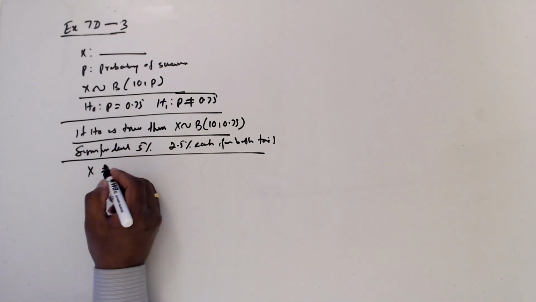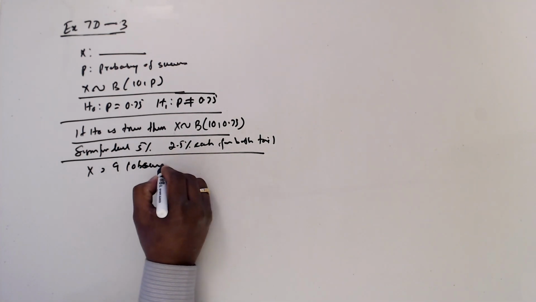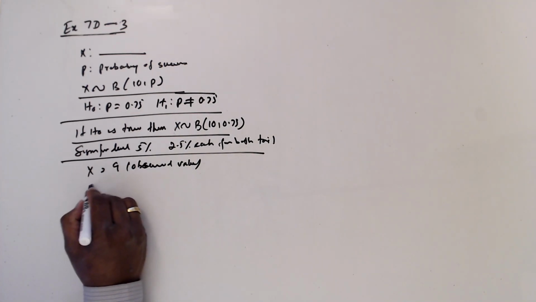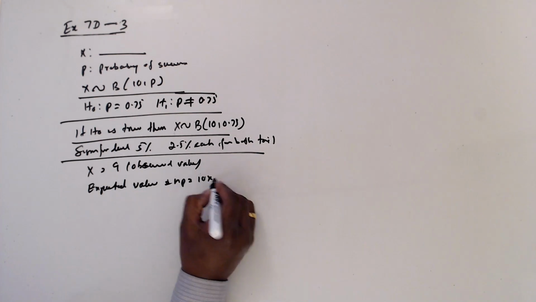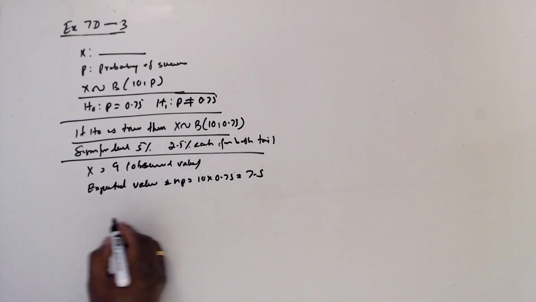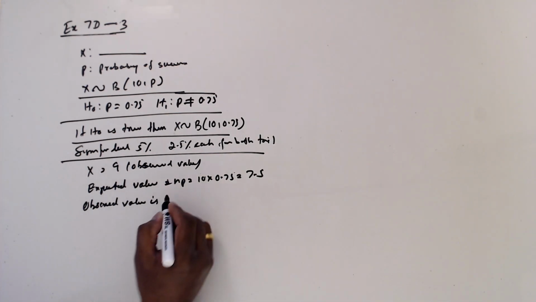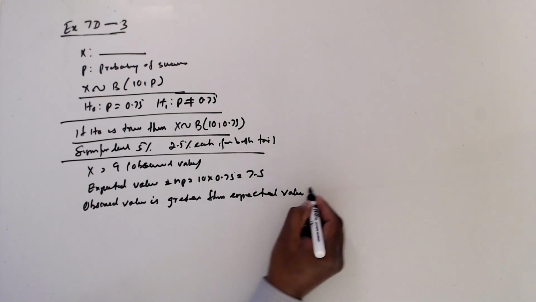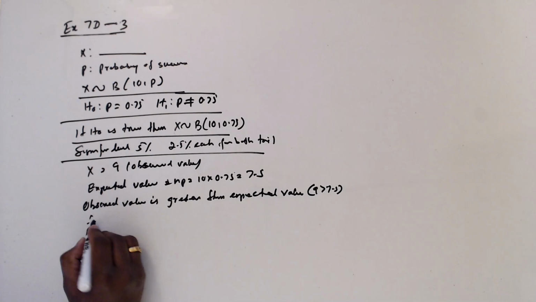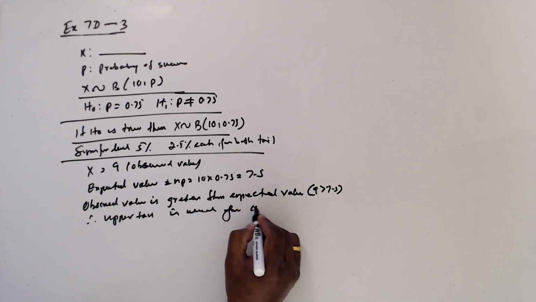The observed value of x is given here as 9, and the expected value is np, which is 10 times 0.75, 7.5. Then the observed value is greater than the expected value, it is 9 greater than 7.5. Hence the upper tail is used for calculation.